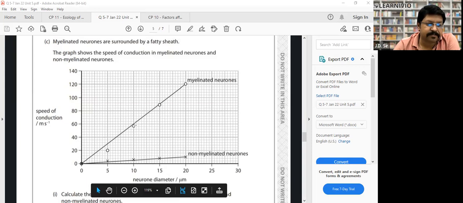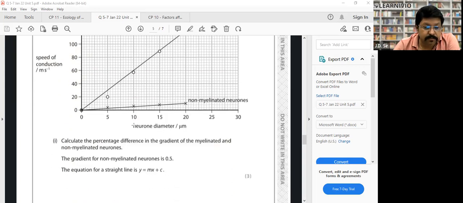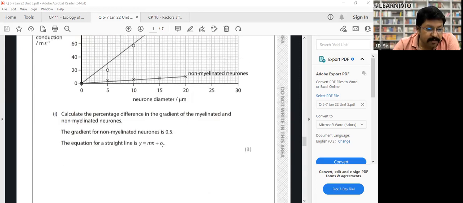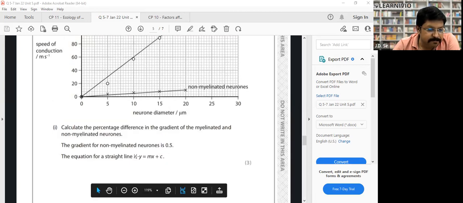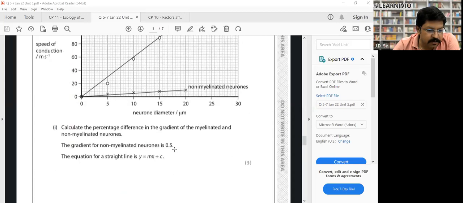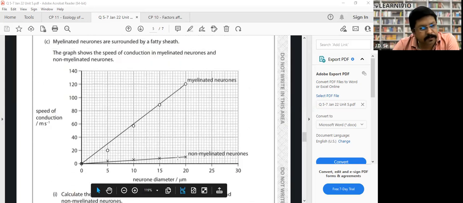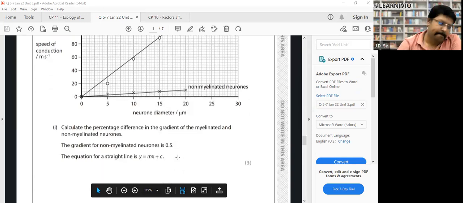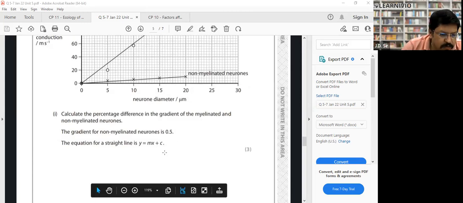Scroll down. Yeah, this. How do I do this? Equation y = mx + c. C is the speed of the light. C is the speed of the nerve impulse. The gradient for non-myelinated neuron is 0.5. Okay. And then what is y = mx + c? What is m? No, no, no. C is the speed of the light.